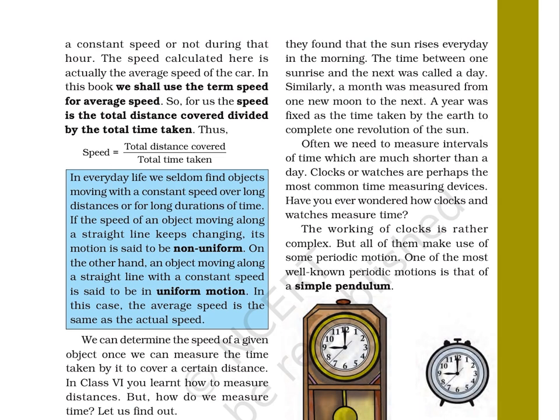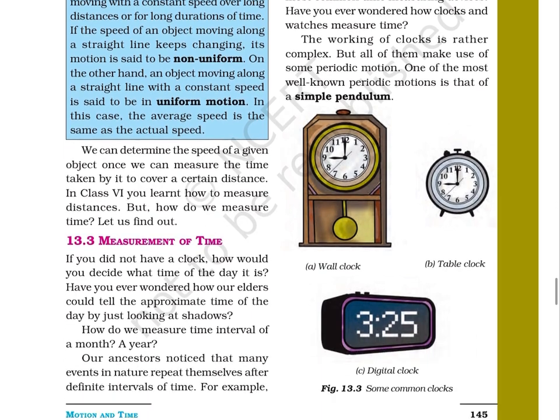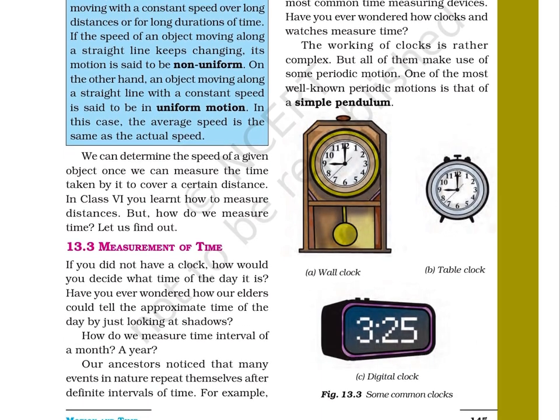Often, we need to measure intervals of time which are much shorter than a day. Clocks or watches are perhaps the most common time measuring devices. Have you ever wondered how clocks and watches measure time? The working of clocks is rather complex, but all of them make use of some periodic motion. One of the most well-known periodic motions is that of a simple pendulum.